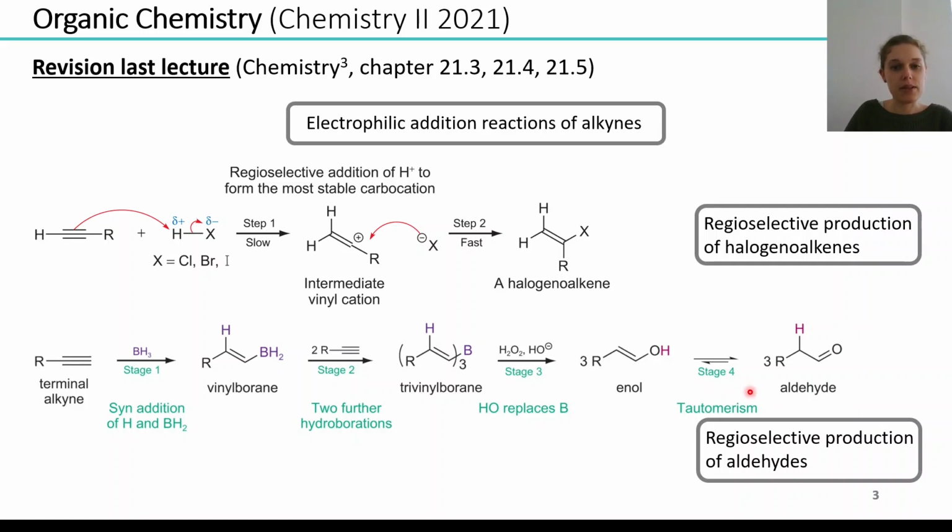And the last step is the tautomerism step. Here we have an equilibrium between the enol and the aldehyde. As you can see from the different length of the arrows, the aldehyde is thermodynamically favored. With these reactions, we finished the chapter on alkenes and alkynes, and we will now start with the chapter on benzene and other aromatic compounds.